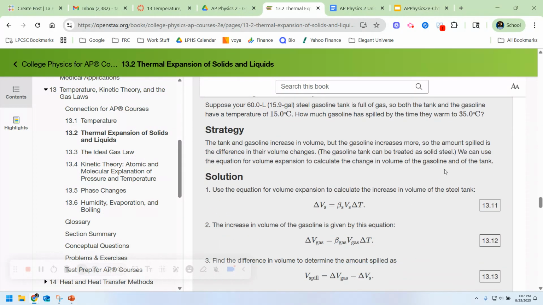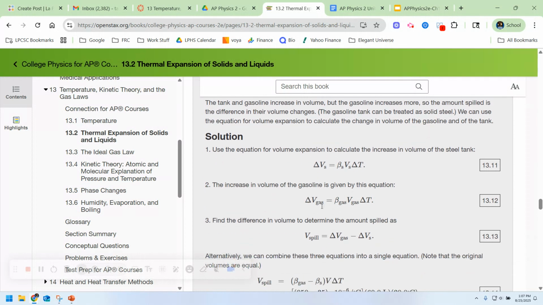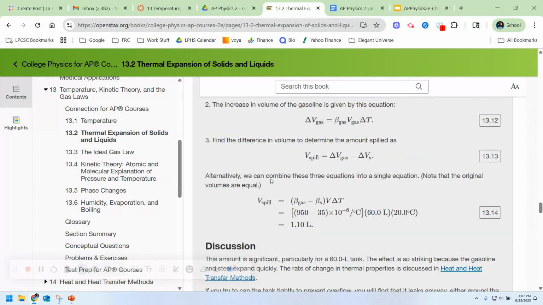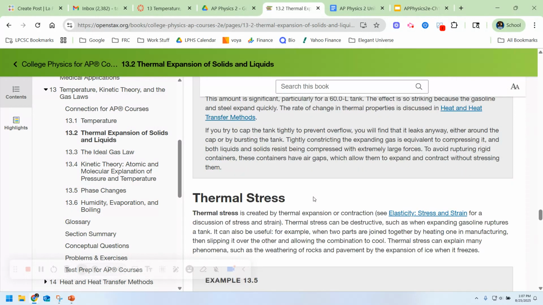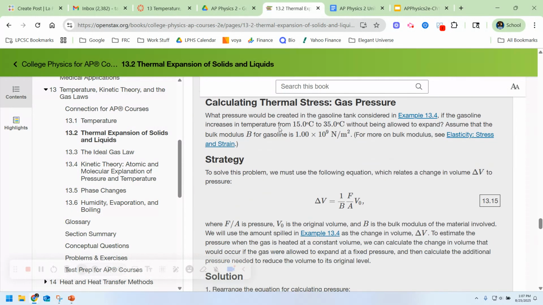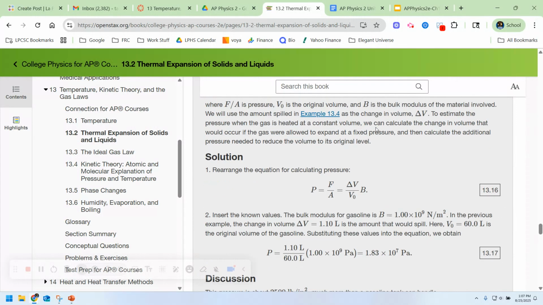So what you would do is you would calculate the volume in a steel tank and then do the expansion of the steel tank based on the numbers in the table. And then you would do gas or gasoline. And then the difference in volume is the gas minus the volume of the steel tank. And then you just go through and figure out what the difference is, okay? And then lastly, we'll talk about thermal stress due to gas pressure. And so just jot all this stuff down.